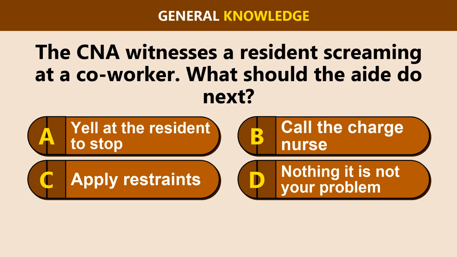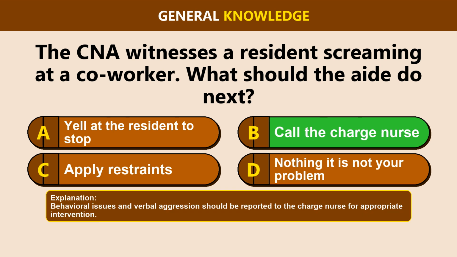Question 48. The CNA witnesses a resident screaming at a coworker. What should the aide do next? Option A, yell at the resident to stop. Option B, call the charge nurse. Option C, apply restraints. Option D, nothing, it is not your problem. The correct answer is option B, call the charge nurse. Behavioral issues and verbal aggression should be reported to the charge nurse for appropriate intervention.